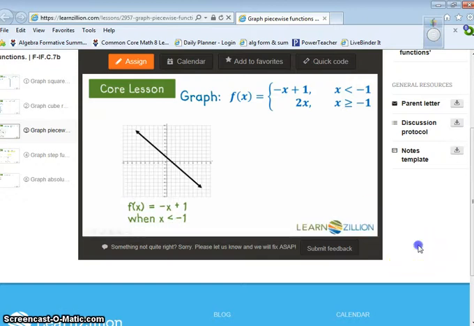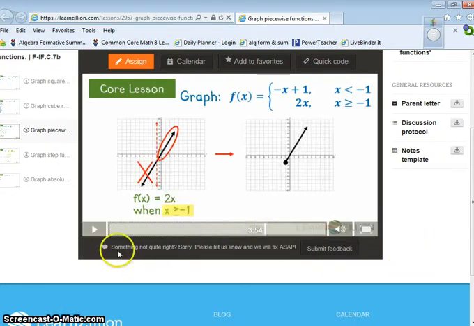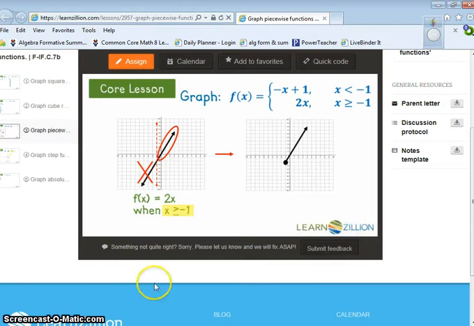Now this has a solid dot at the end because it has the equal sign. It's greater than or equal to negative 1. So negative 1 is part of this graph. So that gets a solid filled in dot.